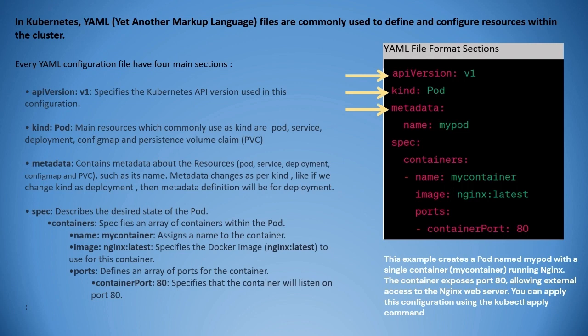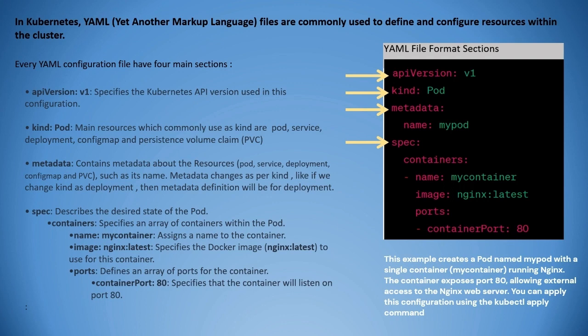Metadata. This section holds metadata pertaining to the resources, such as pod, service, deployment, config map, and PVC, including its name. The metadata definition varies based on the kind. For instance, if the kind is changed to deployment, the metadata definition will be specific to deployment.